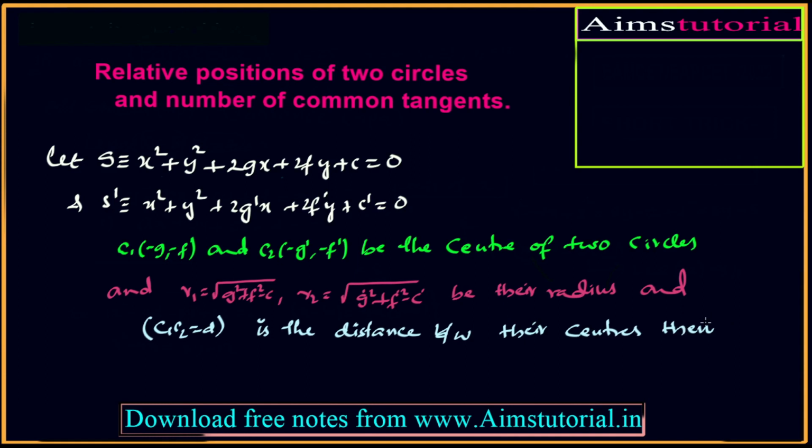Then we have 5 different cases. If C1C2 is d, the distance between the centers, R1 is the radius of the first circle, and R2 is the radius of the second circle, then we have 5 different cases. We will discuss in this video what those 5 cases are in detail, and the number of common tangents.